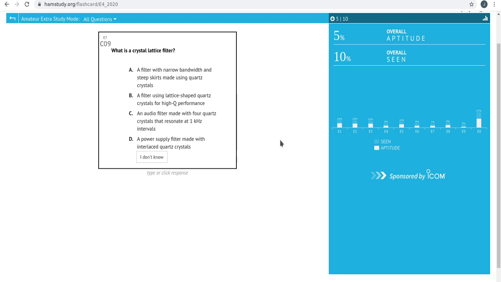So first question: what is a crystal lattice filter? A, a filter with narrow bandwidth and steep skirts made using quartz crystal. B, a filter using lattice-shaped quartz crystals for high Q performance. C, an audio filter made with 4 quartz crystals that resonate at 1 kilohertz intervals. D, a power supply filter made with interlaced quartz crystals.